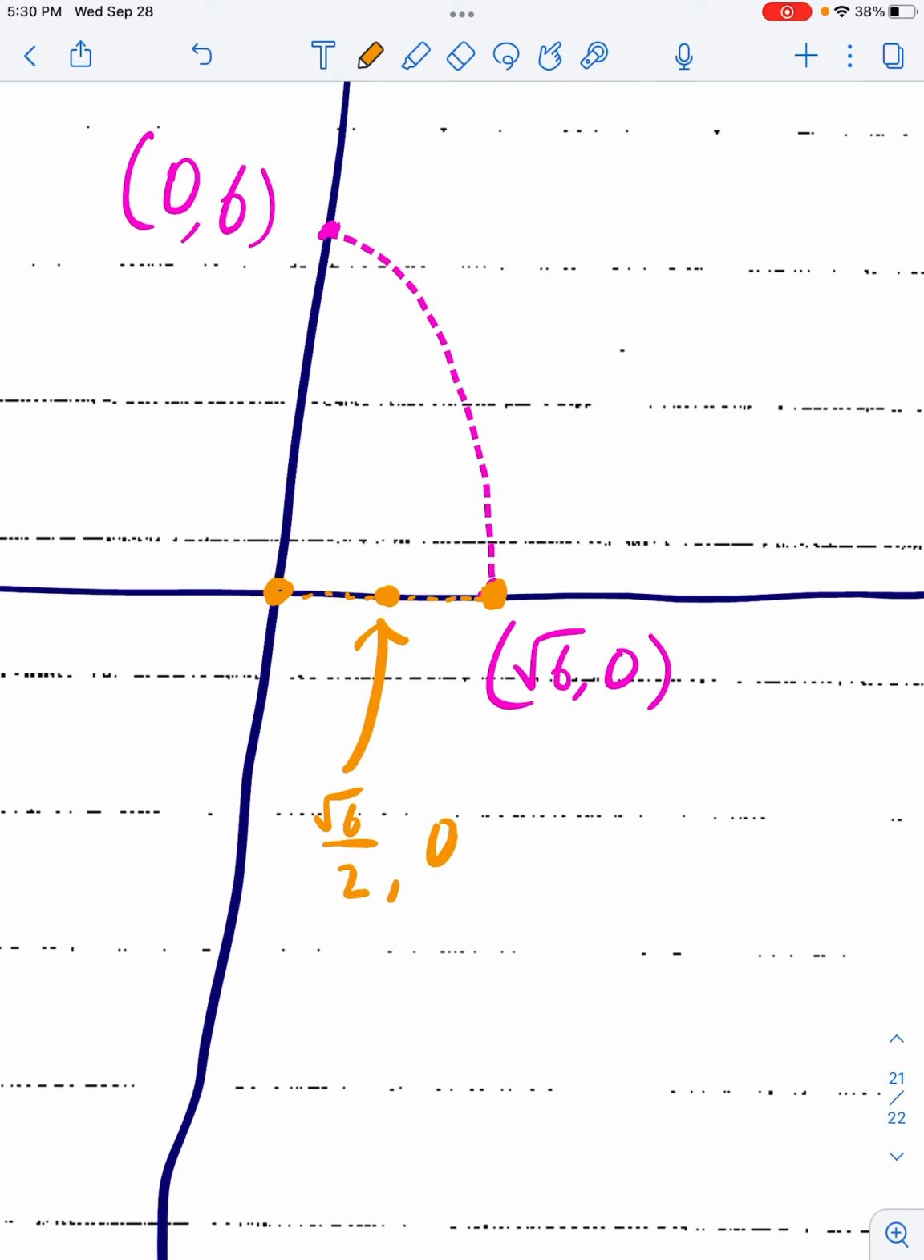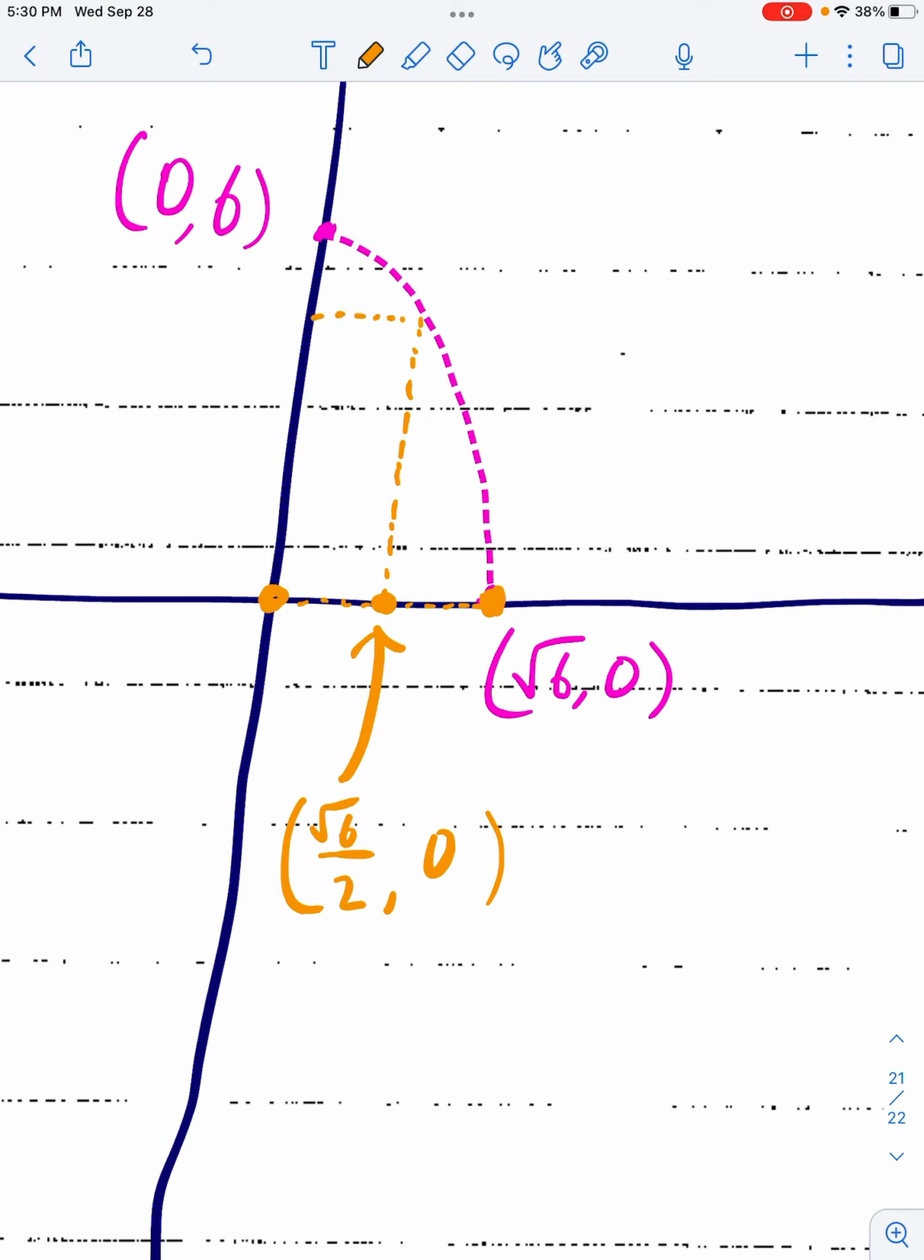Okay, so then the height here would be the same as calculating the y value when we plug in. Our function they give us is y equals 6 minus x squared. So this height here is going to be the y coordinate for when we plug root 6 over 2 into our function. Let's do h. The height's going to be 6 minus root 6 over 2 squared, which equals 6 minus 6 over 4.